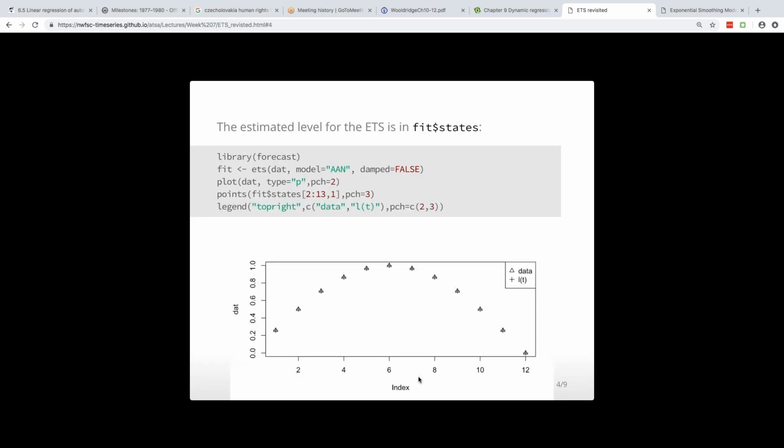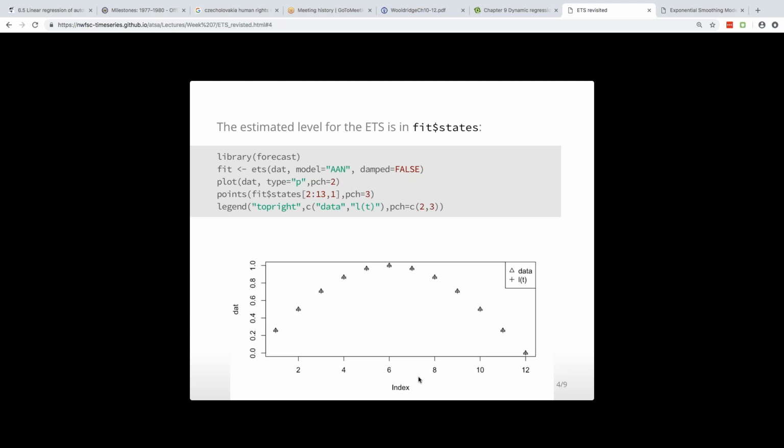In an ETS fit, that appears in this part called the states. If you look at that, it's two columns. One of them is going to be labeled L, that's that level. The other is labeled B, that's that trend. The first column is the level, and the first data point is an initial condition. I don't want that.